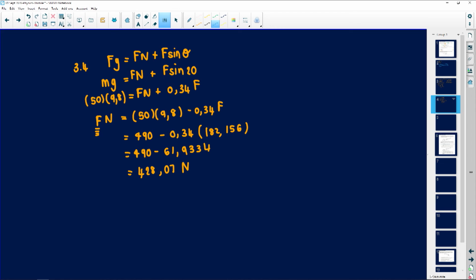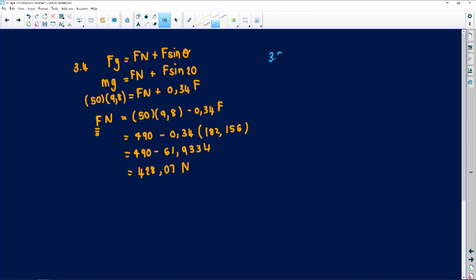Let me do it here. So we have 3.5. The equation is f of k is equal to the coefficient of kinetic friction times your normal force. They're looking for f of k. My coefficient was given to me as 0.4. We got that on our question paper. We just calculated f of n, which is this one, and then we get this answer here. So we're going to plug in the 428.07.